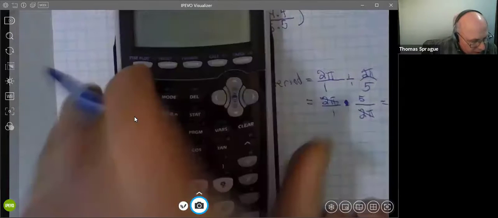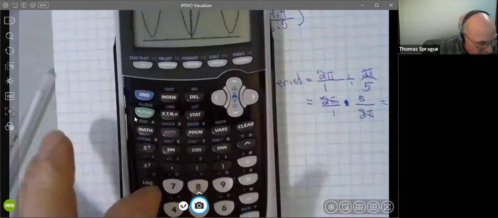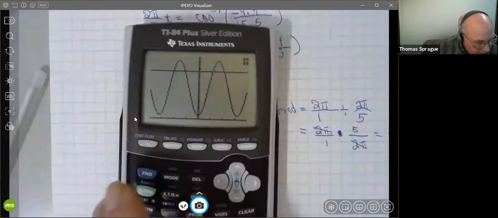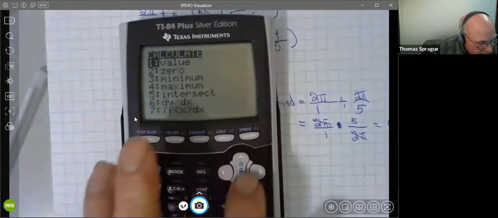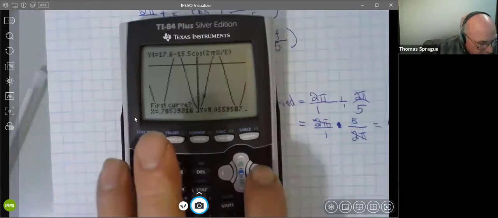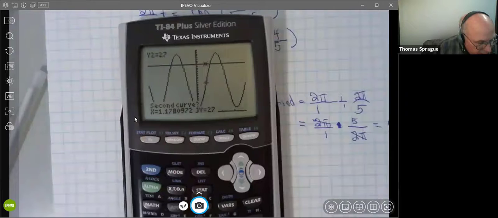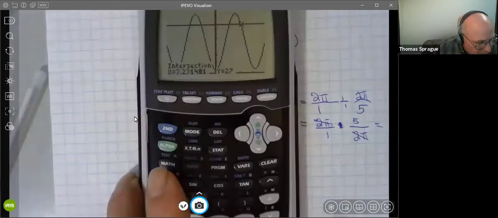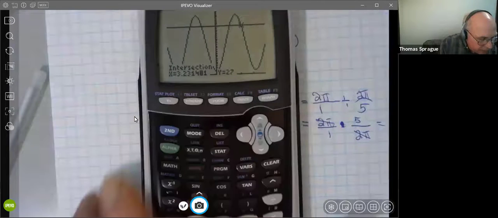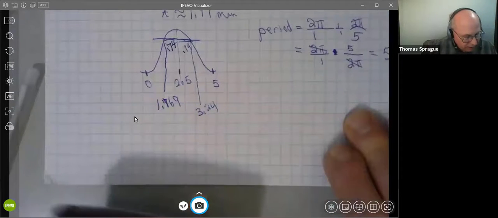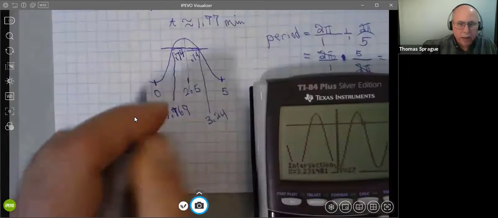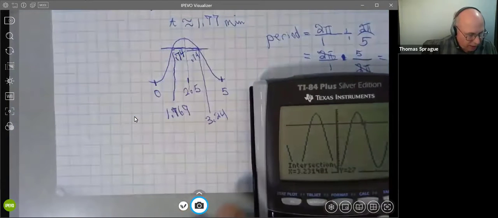Now, I really hope that if I go back to my graph, and looks like I got to do this thing all over again. Second, calc, intersect, two curves, and initial guess. 3.231 is what I'm coming up with there. Well, I probably have some rounding issues in here, but you could do it by symmetry, or you could do it by finding the intersection points on the graph.